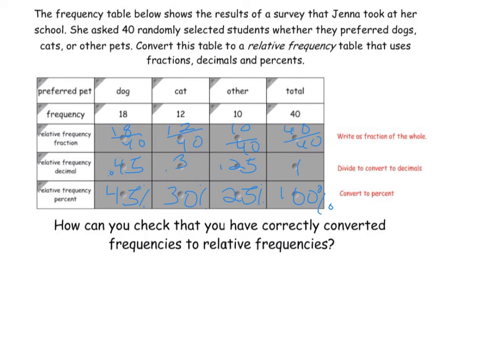Then if we look at the decimal, it's the same concept. I need to be able to add, going horizontally, the decimals, and I should get 1 or 1 whole. And then the percents, if I'm asking everybody in my sample group and taking everybody's results, I should end up with 100%.